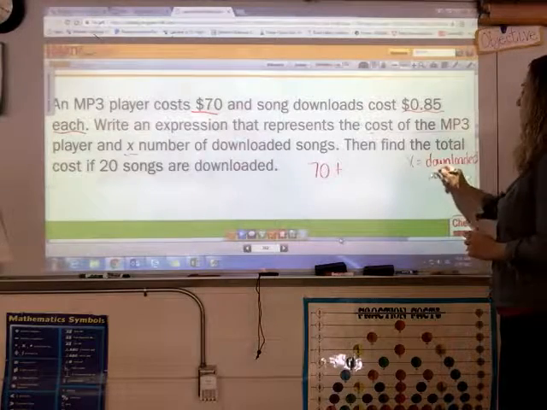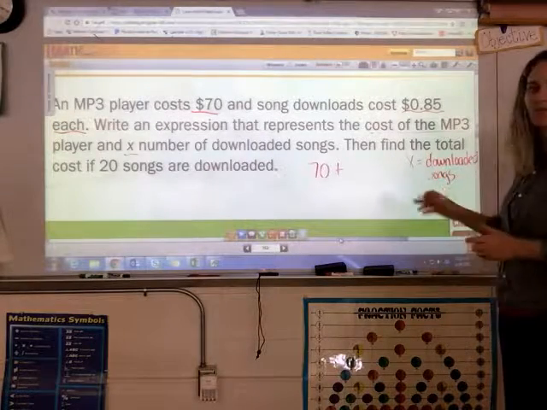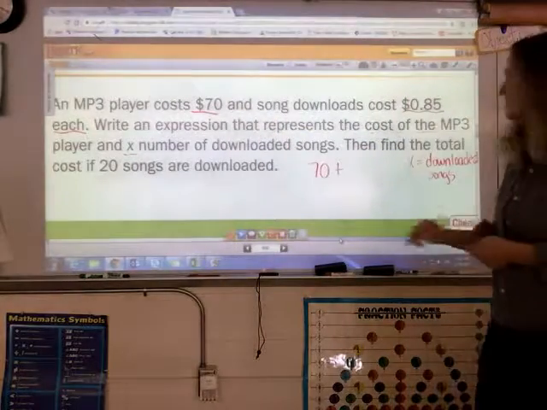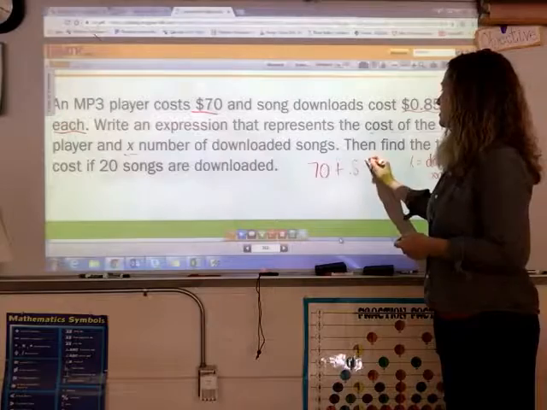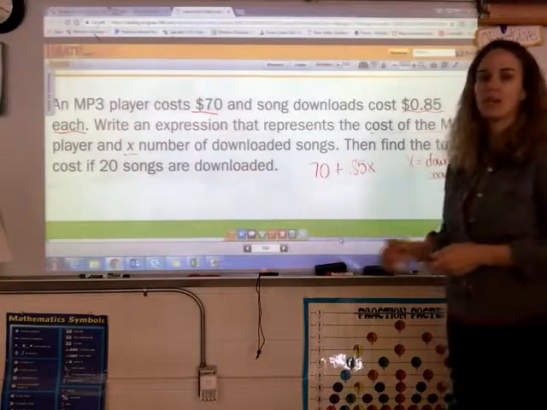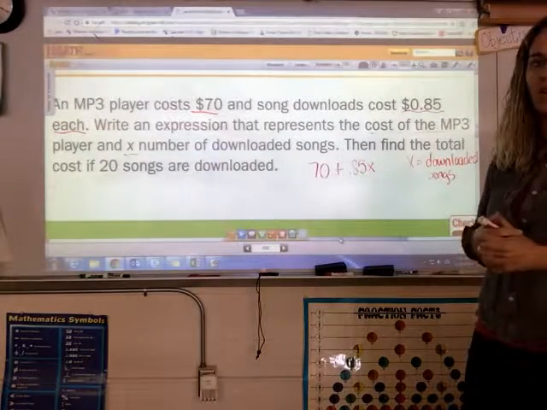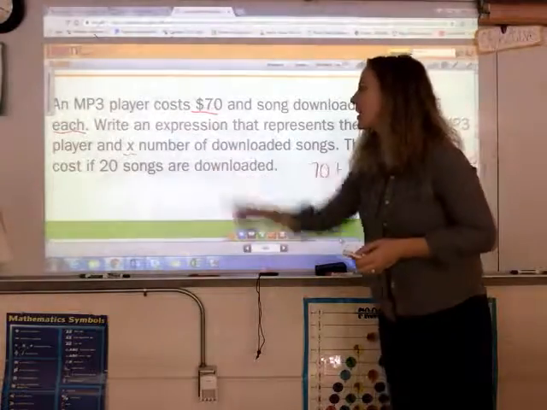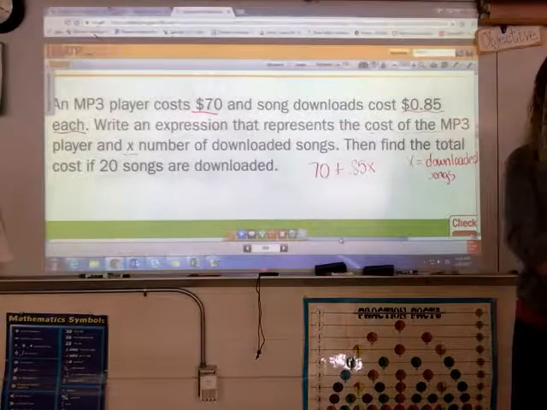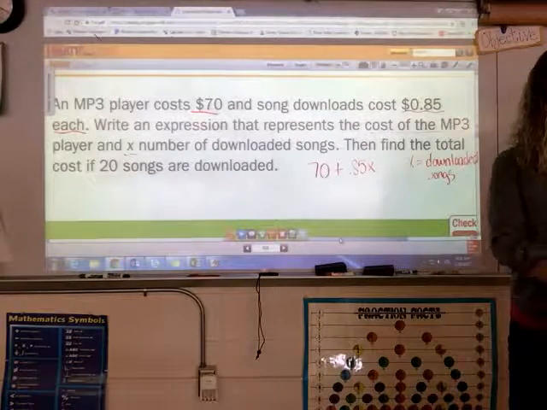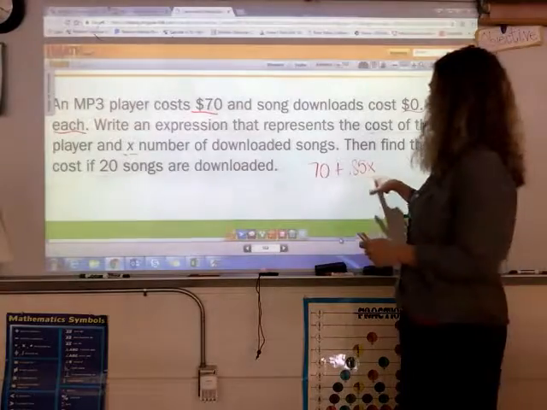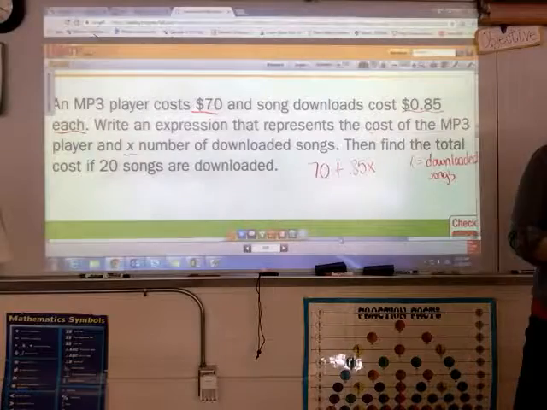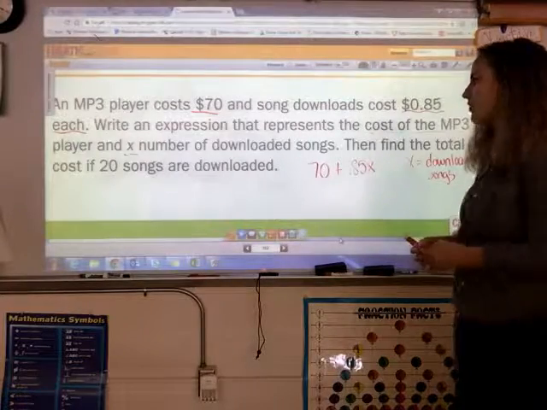So I'm defining my variable. I'm using X, and that's representing downloaded songs. Again, going back to my expression, I'm going to pay $70 plus 85 cents per song. So my new expression that I would look at would be 70 plus 85 cents times X. Okay. Then what I could do to find my total is go ahead and plug in 20 songs. So if I plug in 20 for X, you're thinking 20 times 85 cents plus 70, and when you plug that in and work through it, we should come up with $87.